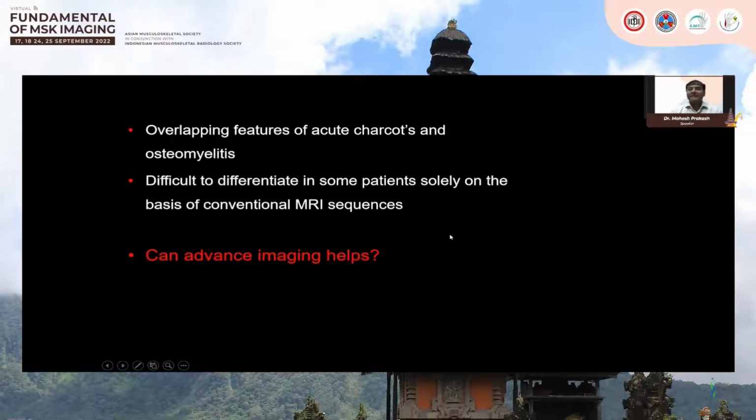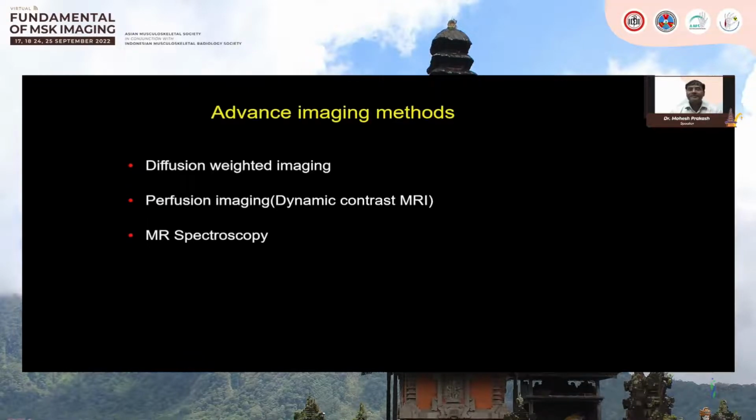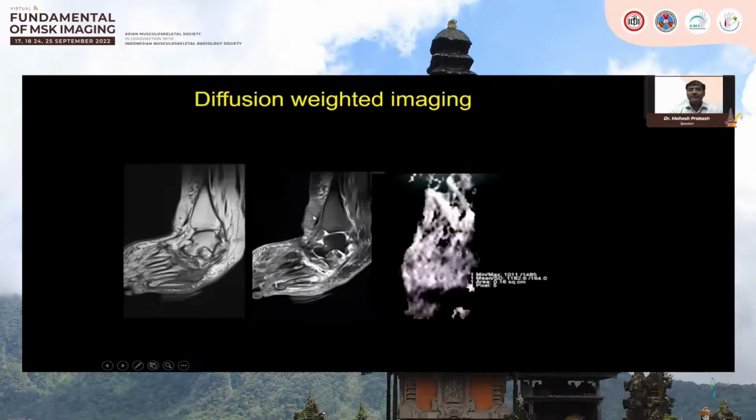As we have seen, there can be overlapping features in Charcot and osteomyelitis, and in some patients you can't differentiate whether it's osteomyelitis or Charcot arthropathy. So people have used advanced imaging like diffusion or perfusion imaging, which can help in these patients. So these are the advanced imaging techniques which can be done, like diffusion weighted imaging, perfusion, and MR spectroscopy. People have used more of diffusion and perfusion.